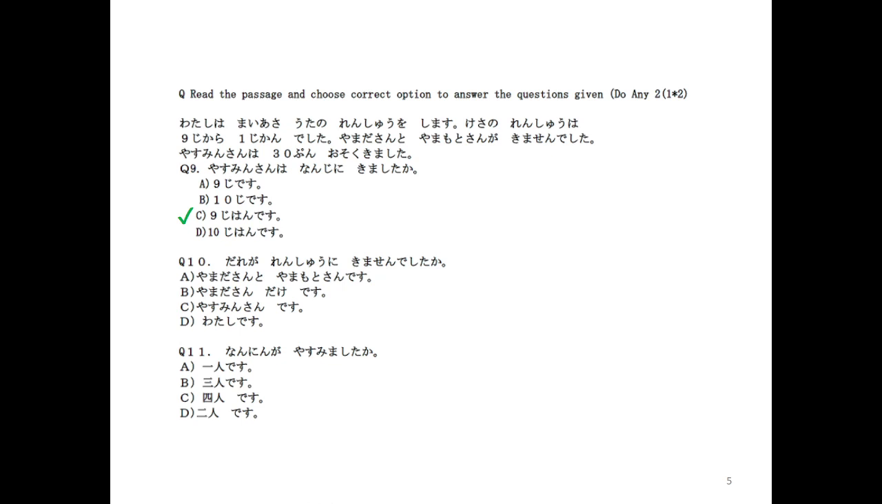Now let us see question number 10. Who did not come for the practice? B is Yamada-san dake, which means only Yamada-san. C is Yasumin-san. D is Watashi, which is myself. But I was the one who was practicing, right? So the correct answer is option A, that is both Yamada-san and Yamamoto-san.